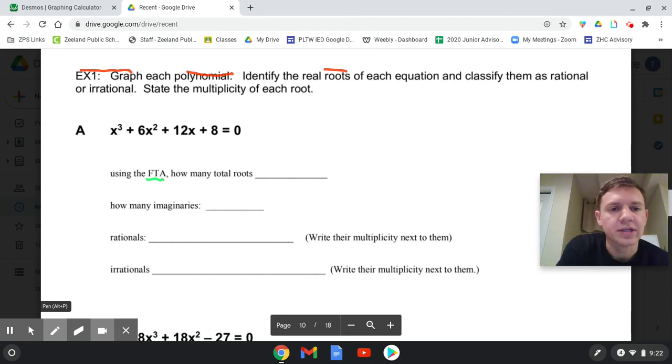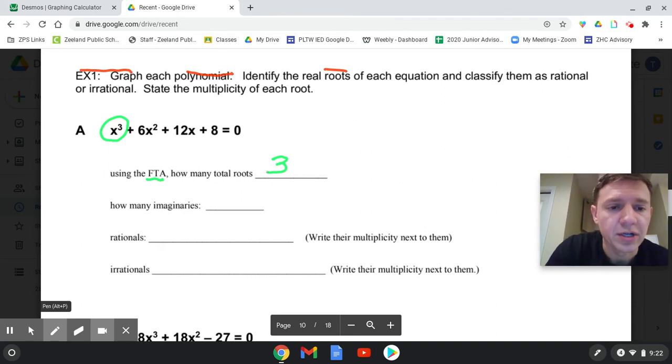So the highest degree is 3. Thus, there's a total of 3 roots for this equation. Okay? We don't need to graph it to figure that out. The fundamental theorem of algebra already tells us right away. Highest degree on the variable, that's the number of roots.